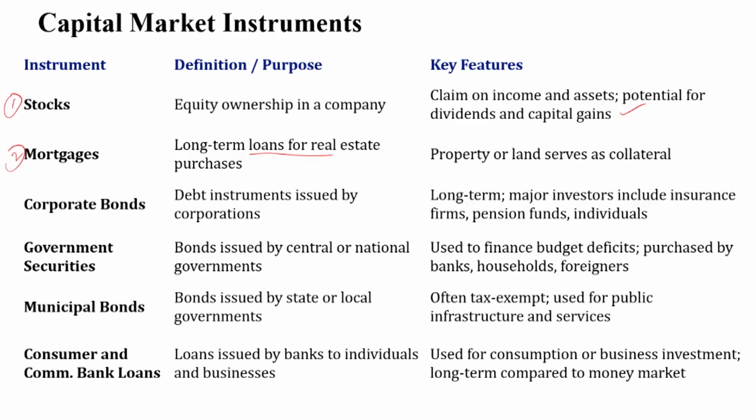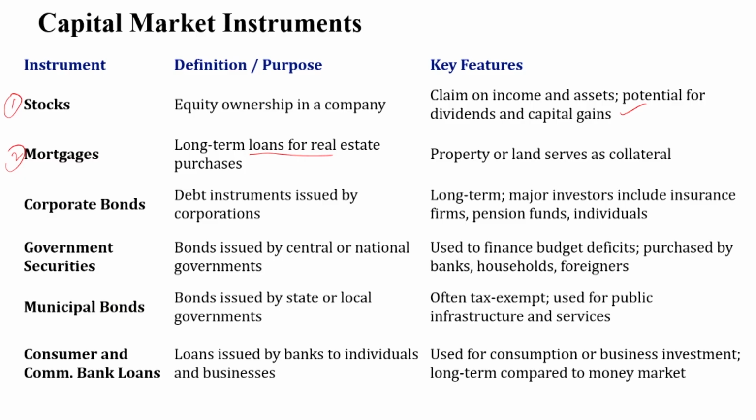Similarly, if you take a vehicle loan, that is also a mortgage loan, because the vehicle, your automobile, itself becomes the collateral. So whether you take a mortgage loan for your house or for a vehicle, that asset becomes the collateral.